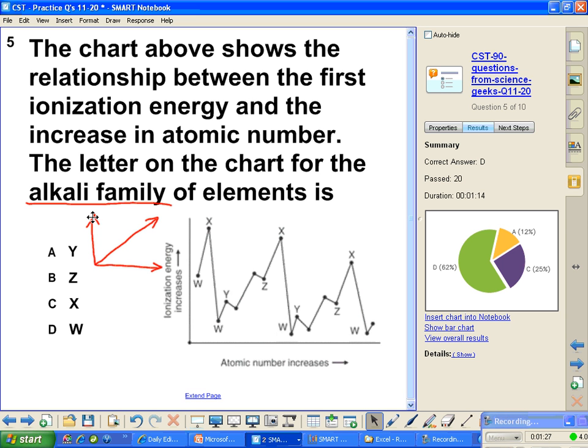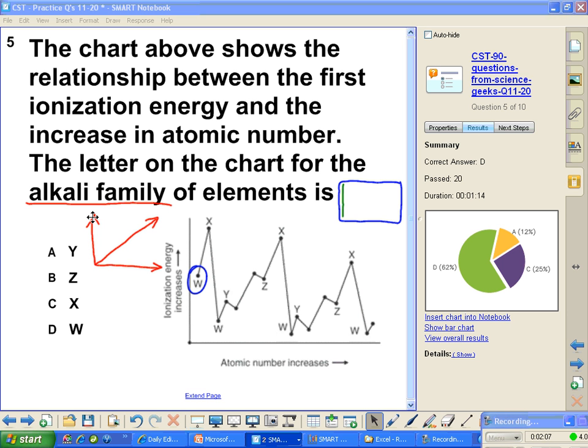Okay, the trends are the same. They're not the same thing, but they are the same trend. And so if you look at this W right here, that has got to be something like lithium. If you look at lithium on the periodic chart, we're looking at this column right here, and lithium will be at the top of that column. So this column is the alkali metals, and the letter that has to be that is the one that has the very lowest ionization energy.